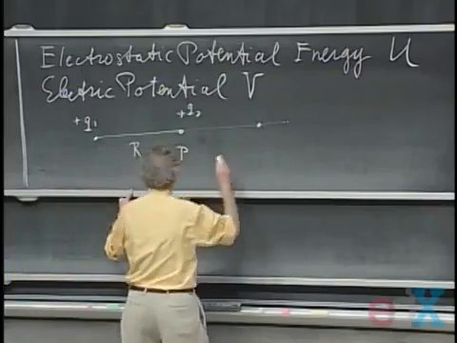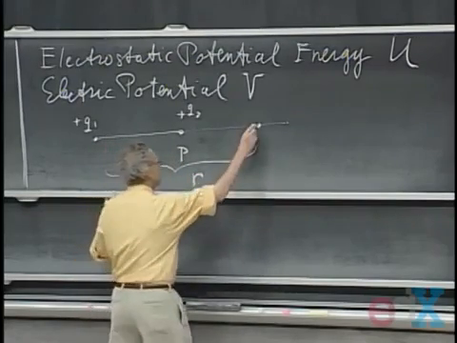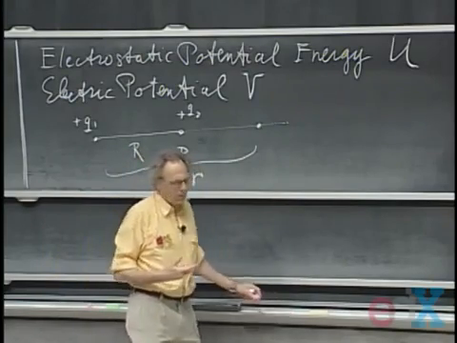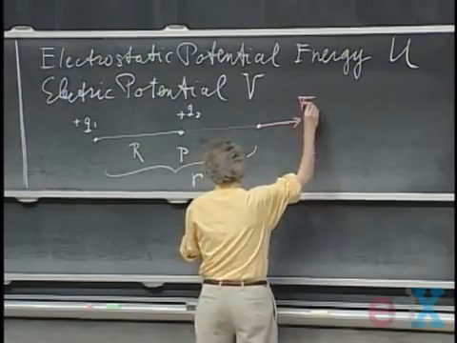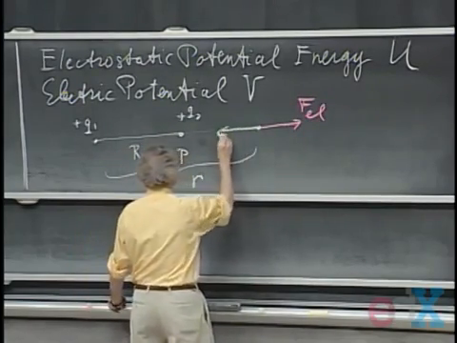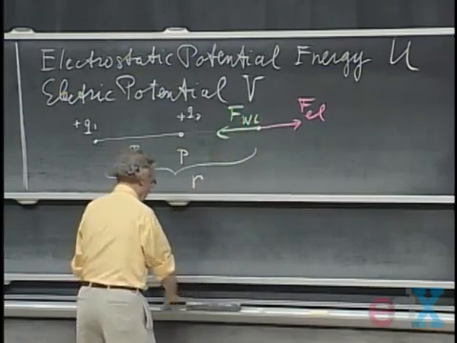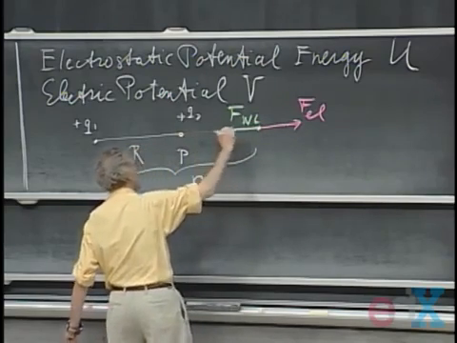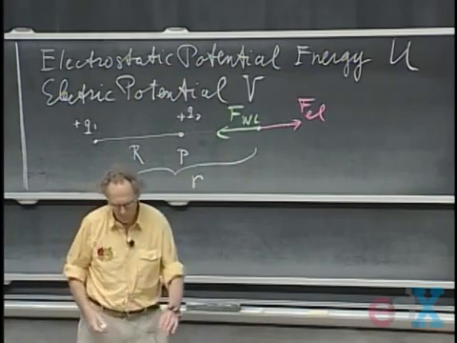Suppose I am here, and this separation is little r. So I've reached that point. Then the force on me, the electric force, is outward. And so I have to overcome that force. And so my force, F Walter Lewin, is in this direction. And so you can see I do positive work. The force and the direction in which I'm moving are in the same direction, I do positive work.